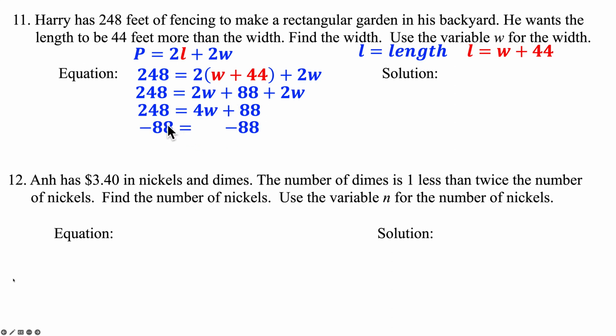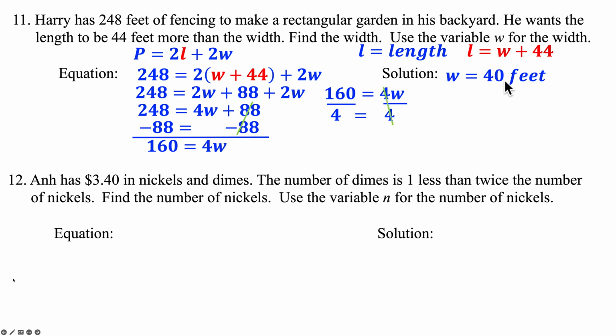We'll subtract over the 88. That's going to give me 160 equals 4W. We can divide by 4, and we get a width of 40 feet. Now, if you wanted to find the length, we could plug that in, but they're only asking us to find the width.